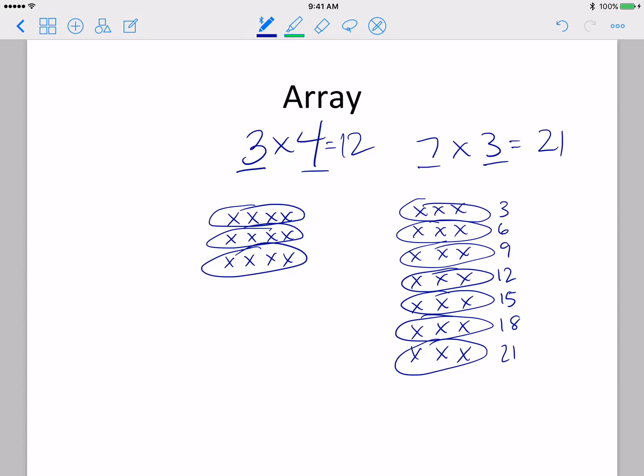So we're looking at our groups and number of objects in each group. You should have 7 rows, and there are 3 in each row. And your product, again, is the total number of objects.